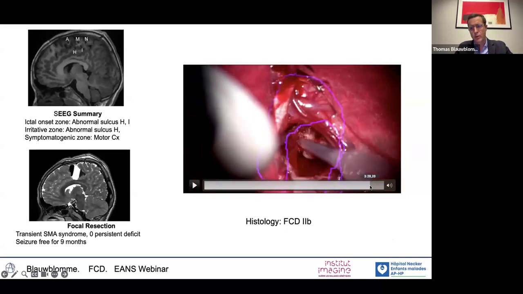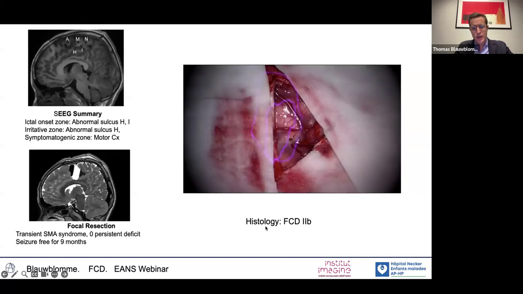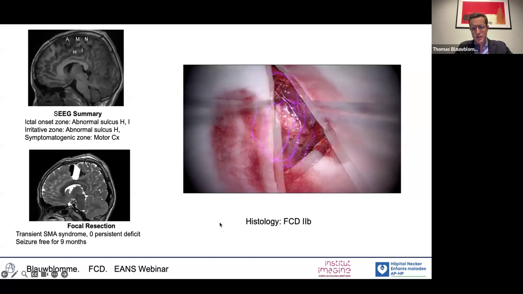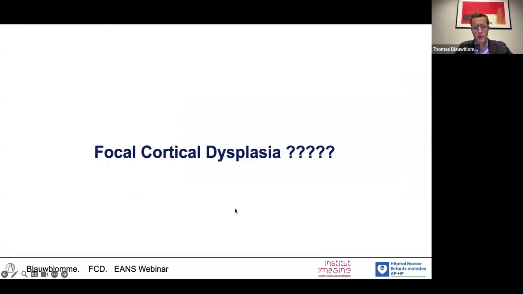But the aim is to find the limit, actually the anatomical limit. As you can see here, we did not use intraoperative electrocorticography, as we relied on extraoperative electrophysiological mapping with the SEEG. So histology said this, FCD type 2B. But here we are talking about focal cortical dysplasia. So what is a focal cortical dysplasia?